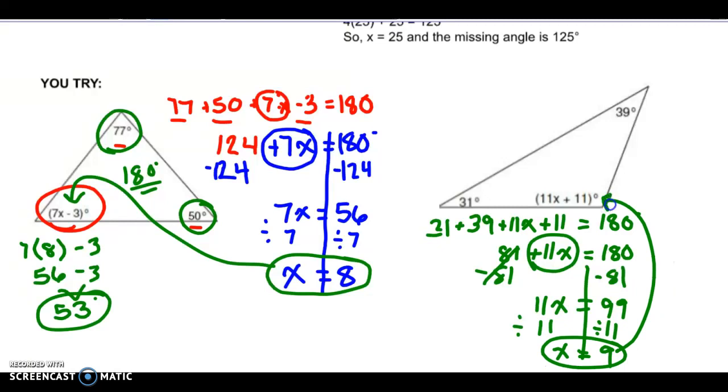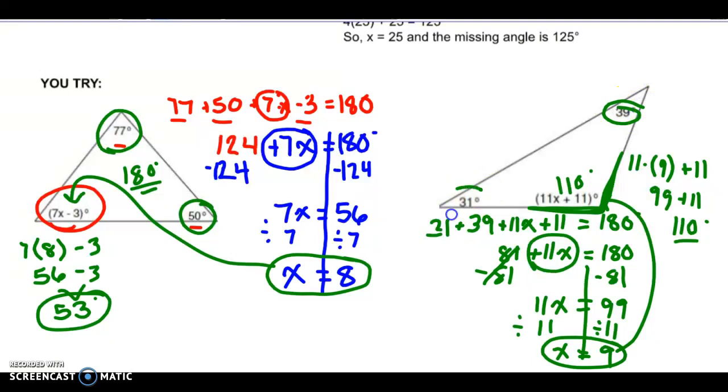So the question is, when I plug that back in, what does that angle measure equal? Well, we have 11 times our x, which we got to be 9, plus 11. So that would be 99 plus 11, which gives me 110 degrees, which makes sense. I mean, even just with this picture, we never like to trust pictures, but this is an obtuse angle. We know that 110 is obtuse, which makes this an obtuse triangle. And of course, just to double check, we know that 39 plus 31 gets me 70, plus that 110 gets me that magical 180 degrees for this triangle.